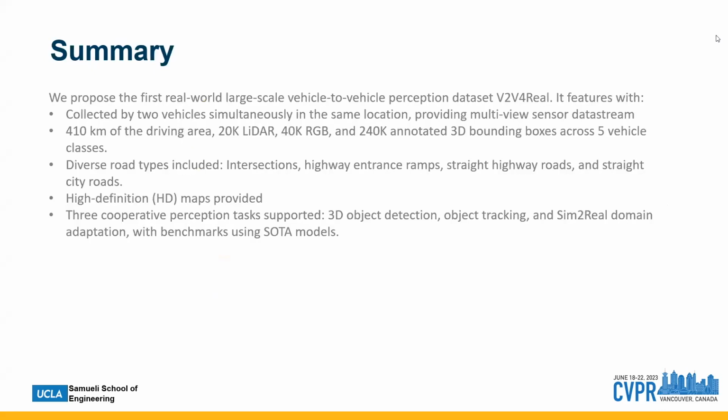So let's summarize the whole work first. In this paper, we propose the first real-world large-scale vehicle-to-vehicle perception dataset WED for Real. It features, first, it is collected by two vehicles simultaneously in the same location, providing multi-view sensor data stream. Second, it covers 410 kilometers of the driving area with 20K LiDAR, 40K RGB images, and 240K annotated 3D bounding boxes across 5 vehicle classes. It includes diverse route tests.